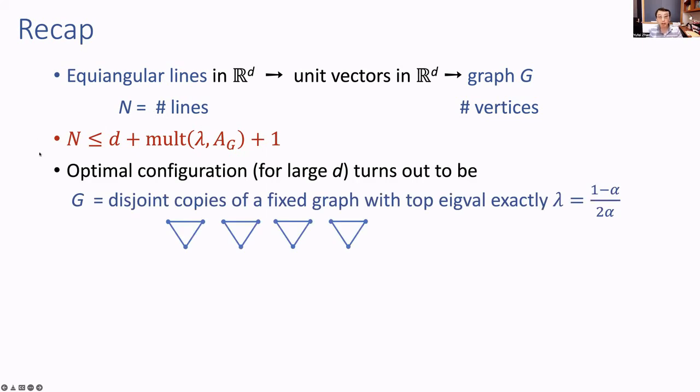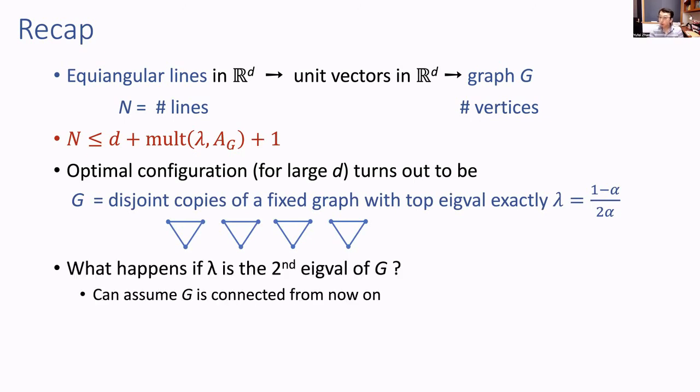And it turns out that the optimal configuration for large enough d is when G is disjoint copies of a fixed graph whose top eigenvalue is exactly lambda. So this is where the definition of spectral radius order came in. You want to find a fixed graph of smallest possible size whose top eigenvalue is exactly lambda, and the optimal configuration in large dimensions turns out to be repeating this graph.